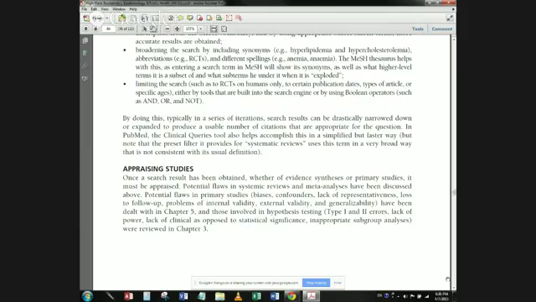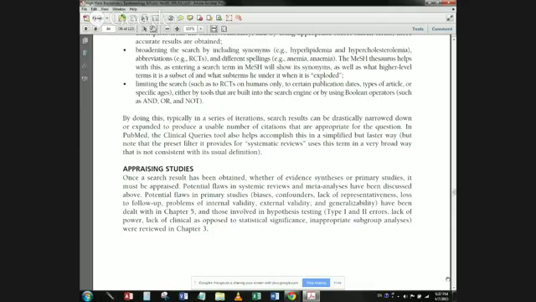Limiting the search, such as to RCTs on humans only, to certain publication dates, types of article, or specific ages, either by tools that are built into the search engine or by using Boolean operators such as and, or, and not. By doing this, typically in a series of iterations, search results can be drastically narrowed down or expanded to produce a usable number of citations that are appropriate for the question.